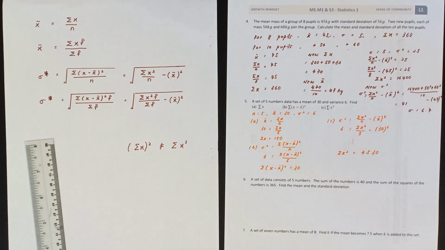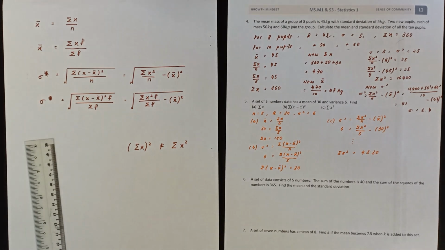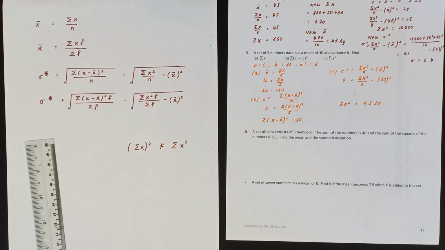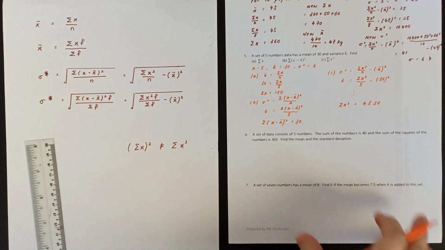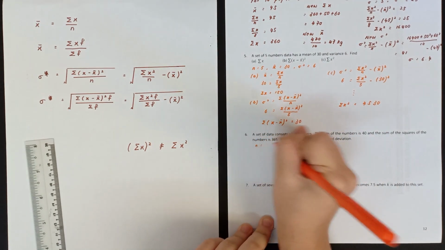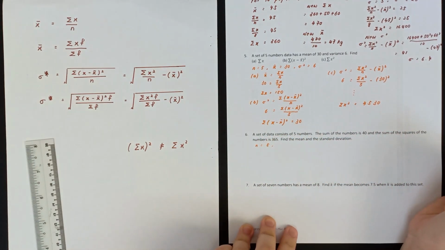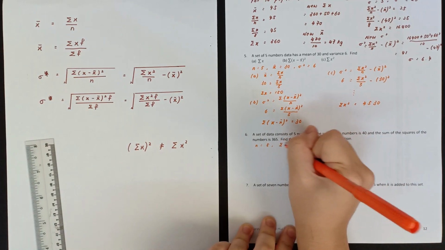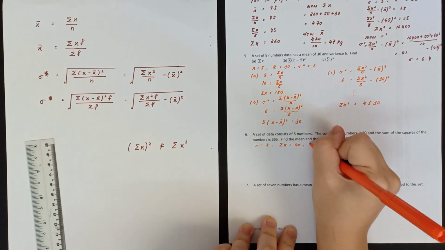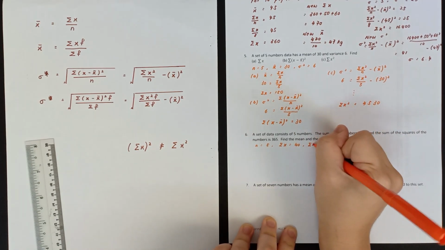Number 6. A set of data consists of 5 numbers. The sum of the numbers is 40 and the sum of the squares of the numbers is 365. Find the mean and the standard deviation. A set of data consists of 5 numbers, meaning that n equals 5. The sum of the numbers is 40. The sum of the squares of the numbers is 365.